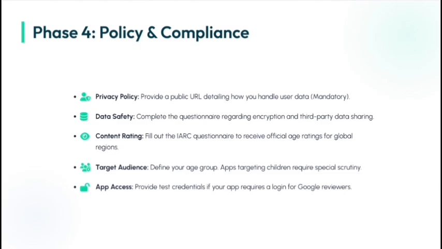The next one, app access. Provide the test credentials if your app requires a login for Google reviewers. See, whatever app we are using, it will have a questionnaire if you want to use Snapchat, Instagram, WhatsApp, Facebook, or any ticket booking apps like BookMyShow or Redbus, or any government apps like EPS, RTC. There are a lot of applications.